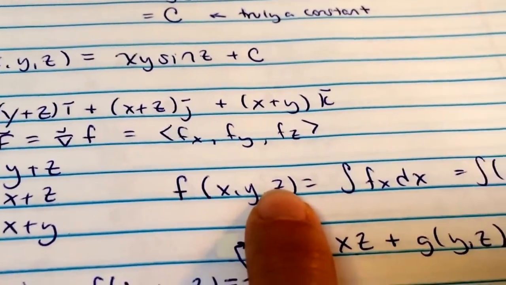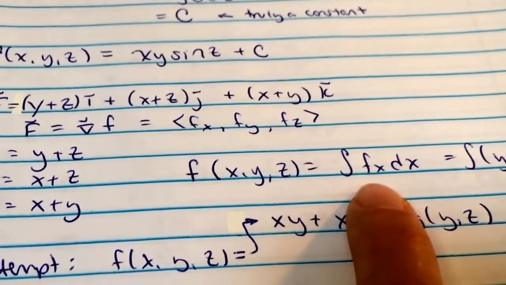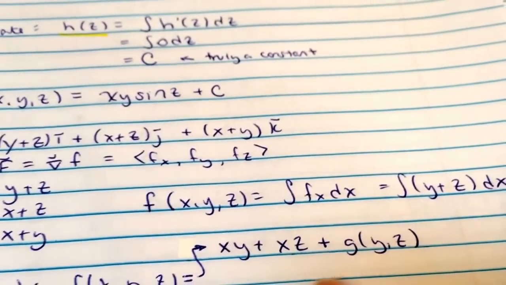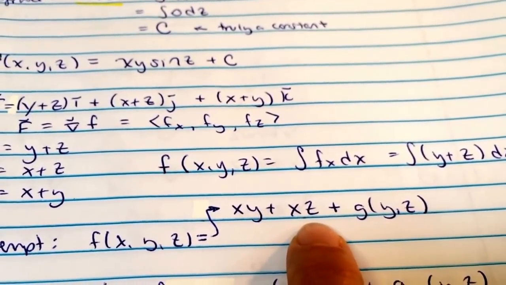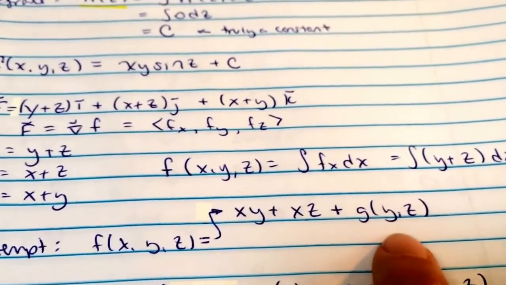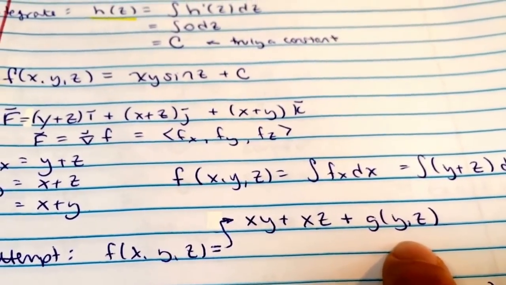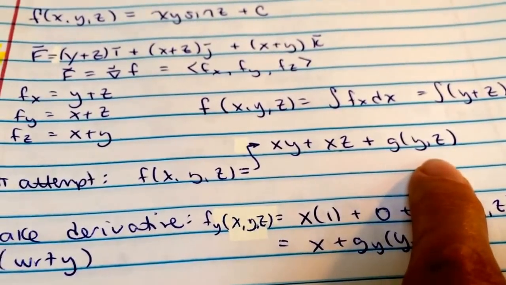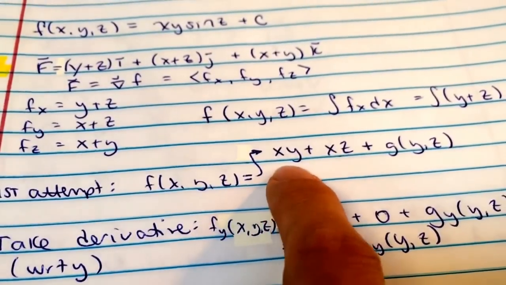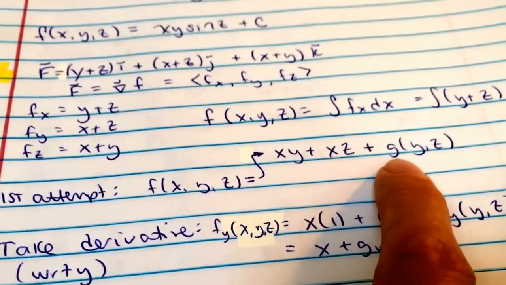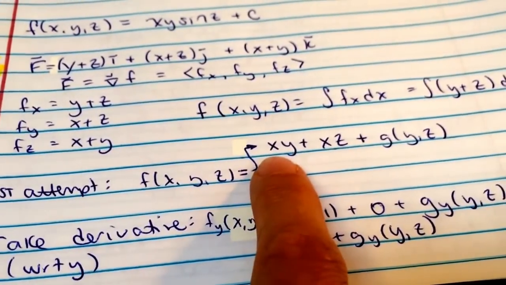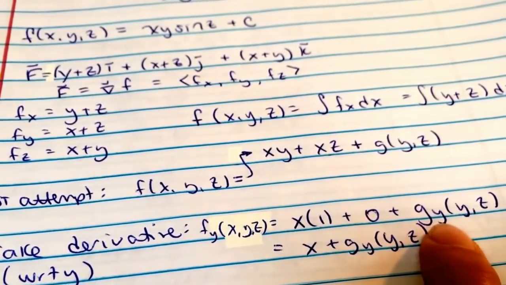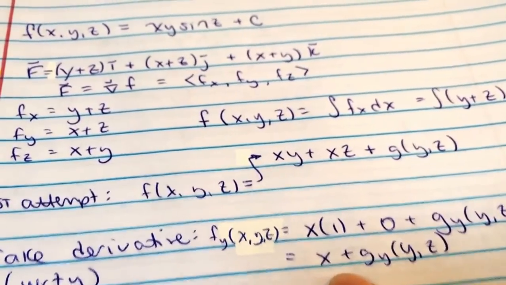Then here's your first attempt at the lowercase f, so you start with integrating. I'm going to integrate with respect to x, the f sub x. That was a derivative with respect to x, so y and z were treated as constants, and there could have been a function of y and z, so I've got to add that on there. So here's my first attempt, this function. Now I'm going to take the derivative. I already used x, so now I'm going to do y. This is a function of two variables, so it's a partial derivative with respect to y. This up here is also the derivative with respect to y.